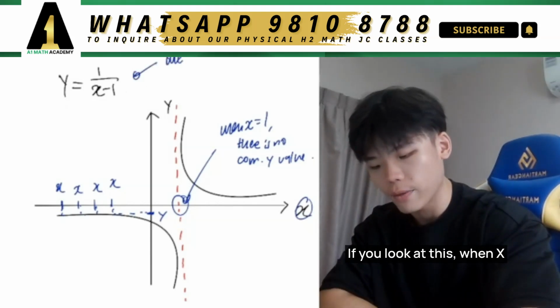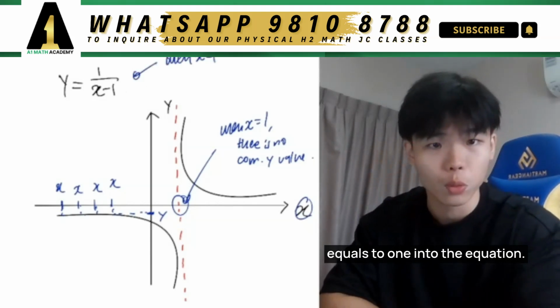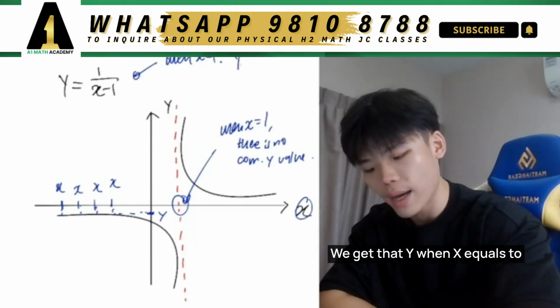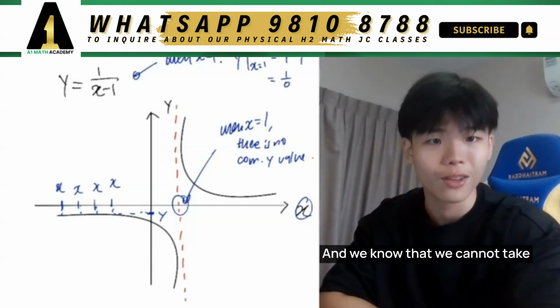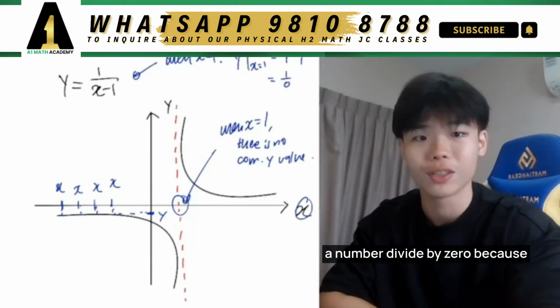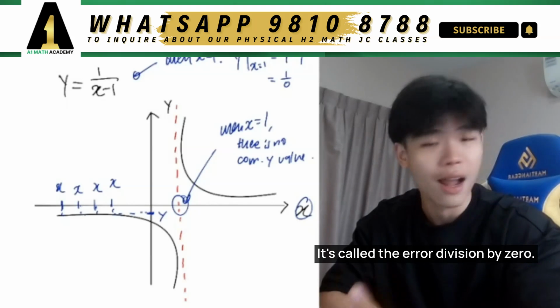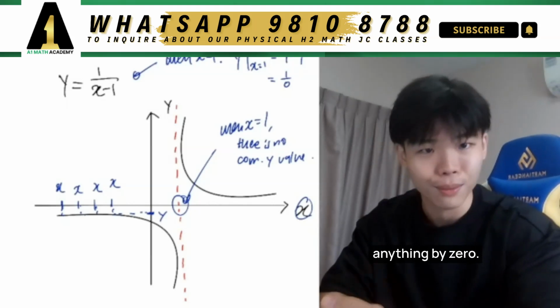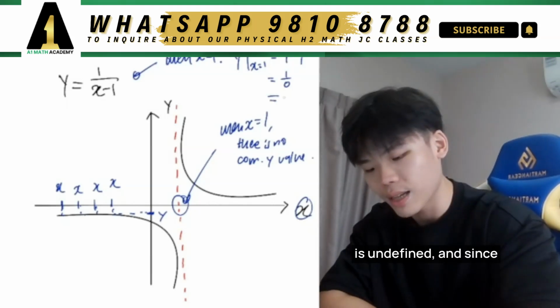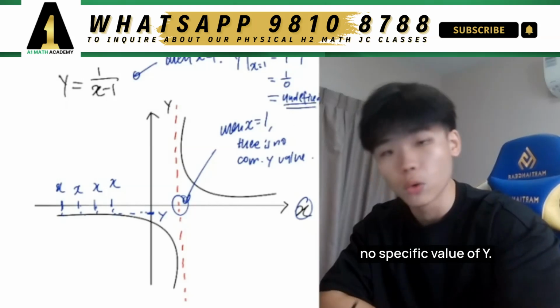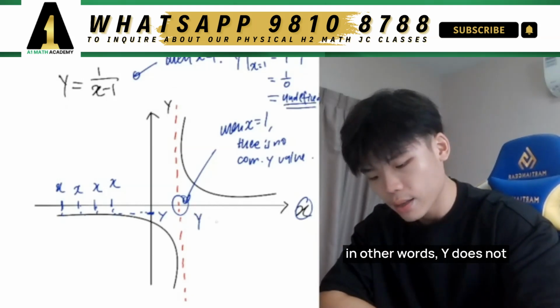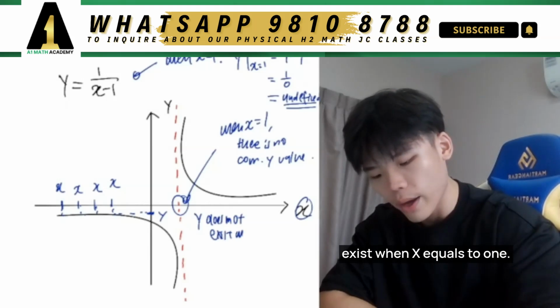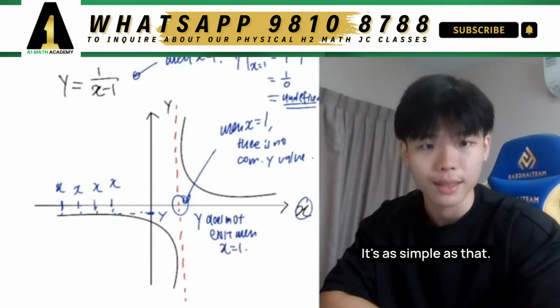if we sub x equals 1 into the equation, we get that y when x equals 1 is 1 over 1 minus 1, which becomes 1 over 0. And we know that we cannot divide a number by 0, because that will give us infinity. It's called the error, division by 0. You cannot divide anything by 0. So we know that this one is undefined. And since it's undefined, there is no specific value of y. In other words, y does not exist when x equals 1. It's as simple as that.